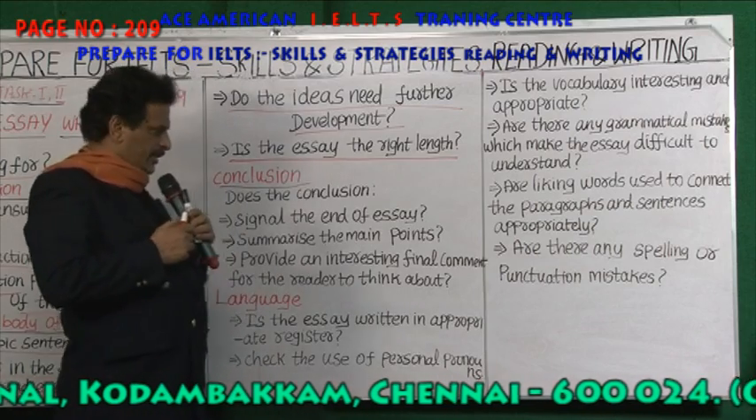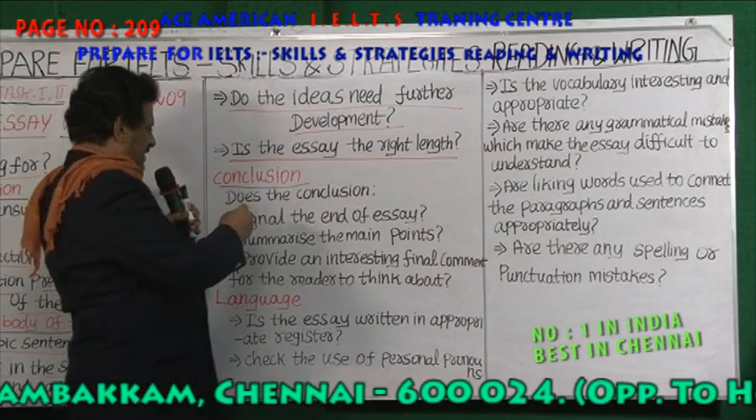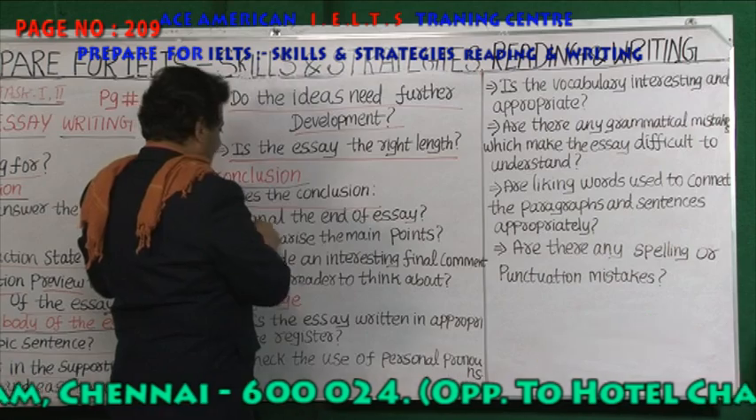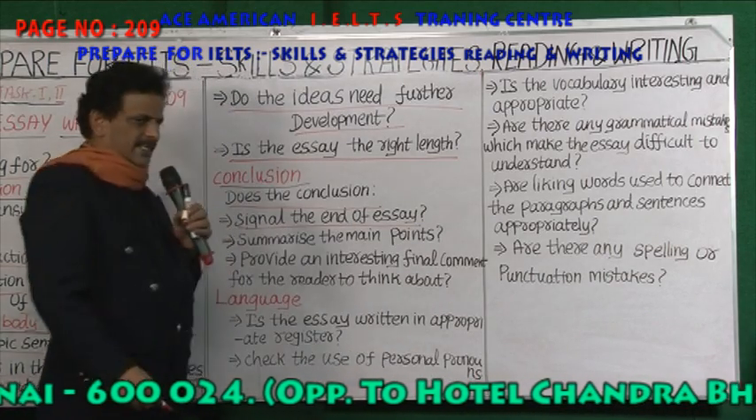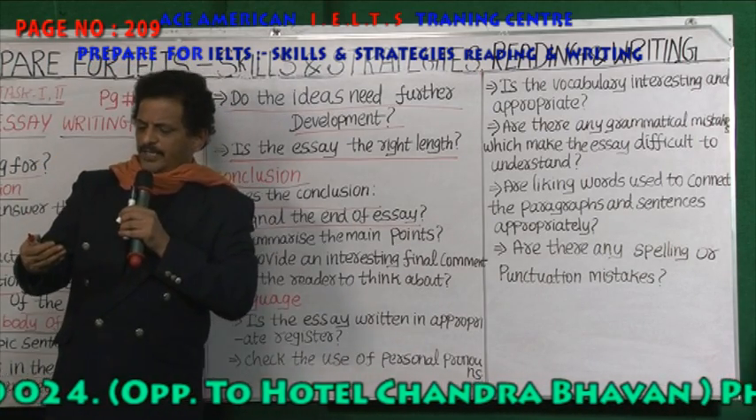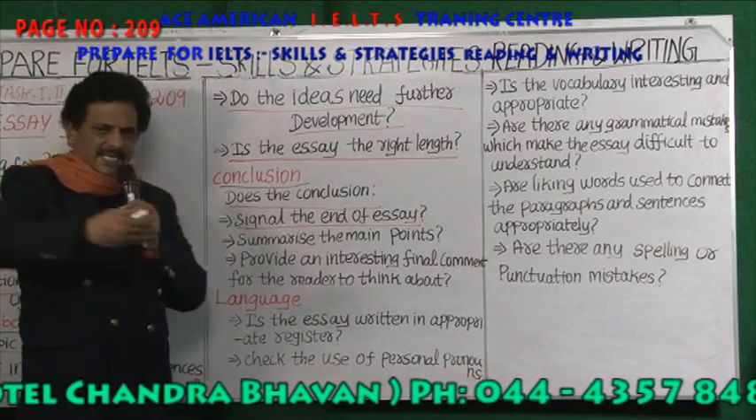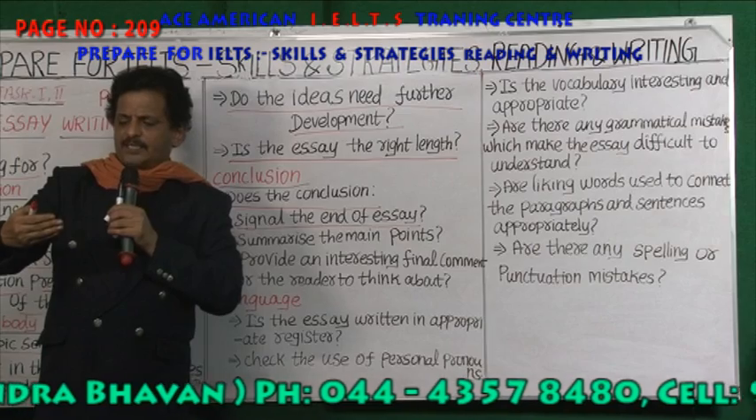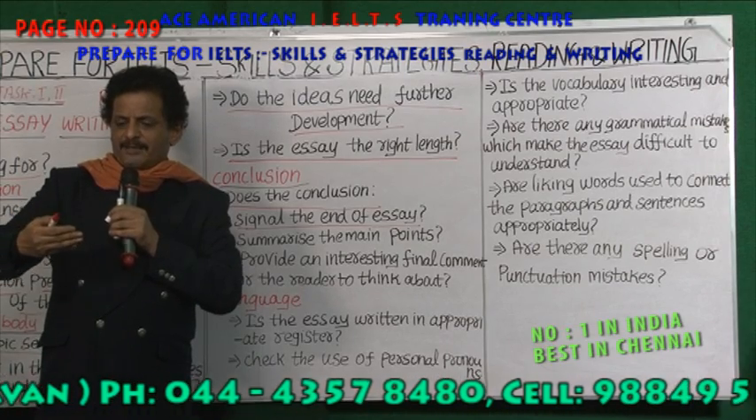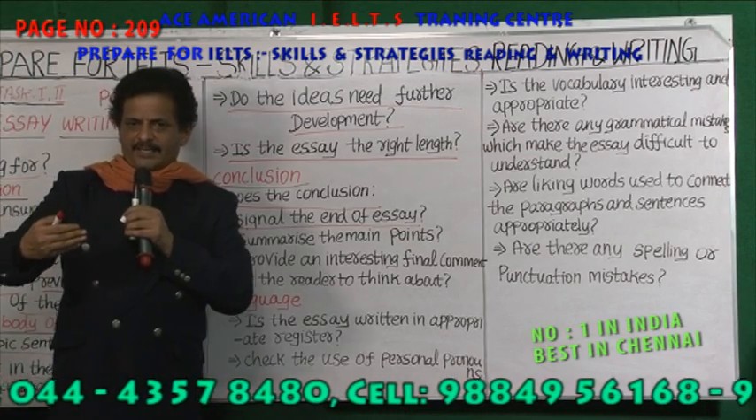The conclusion also should be around 40 to 50 words. Does the conclusion signal the end of the essay? You should first understand this. Just read the conclusion and find out what the signal means. You can find that the essay is going to end. Is it the signal for ending the essay?